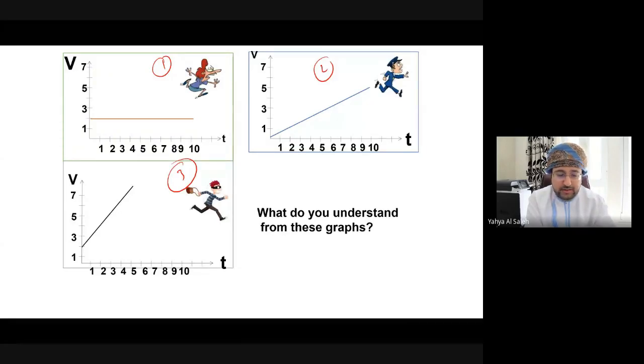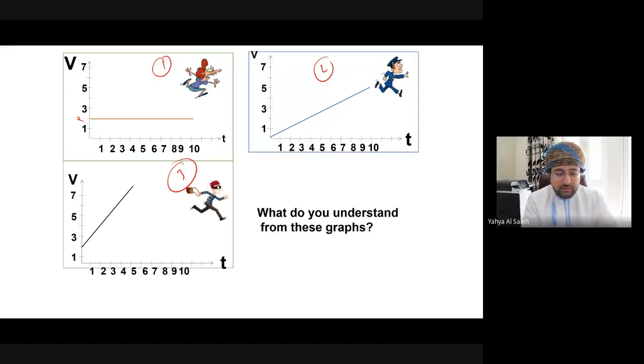Now, this person is running at a constant velocity of 2. Okay, no acceleration. Maybe she's in a marathon, just moving at a consistent speed. No, actually 2 meters per second is very, very slow. Okay, so she's just walking.